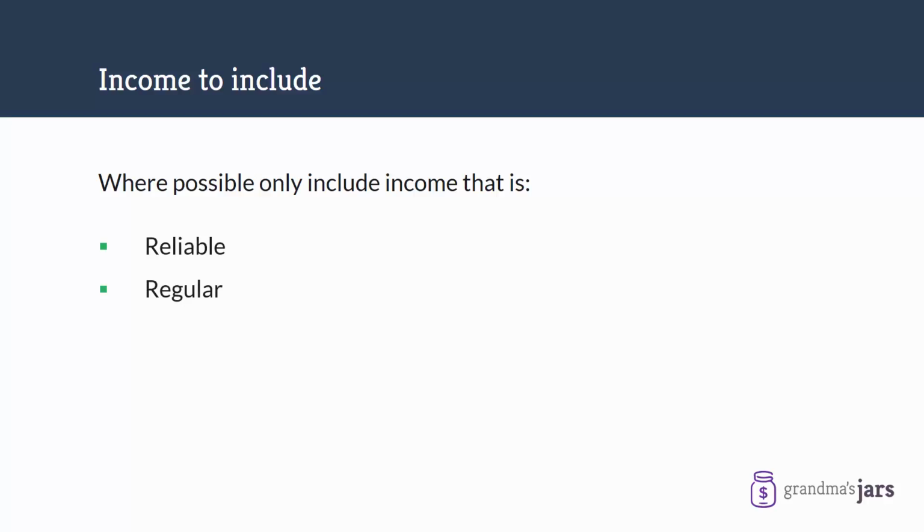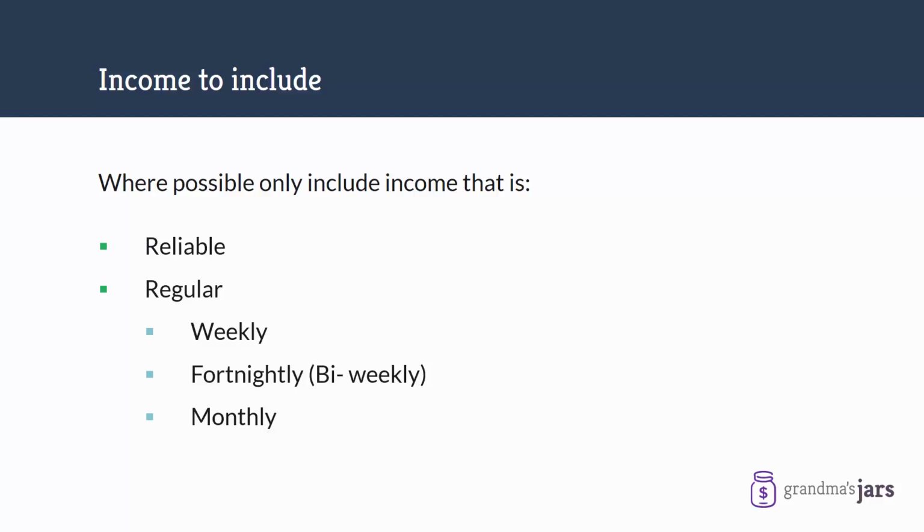Reliable means that you know how much you will receive, and most importantly, you know it will turn up. Regular means it hits your bank account either weekly, fortnightly, or monthly. Now, if you receive a quarterly bonus or distribution that you know you can rely on, and that is typically the same amount each quarter, then you could at a stretch include this too.